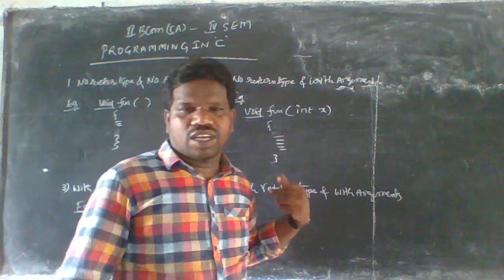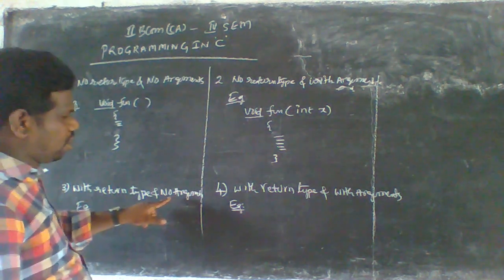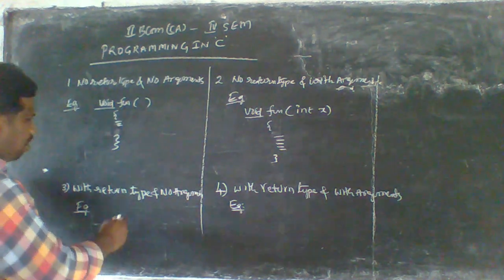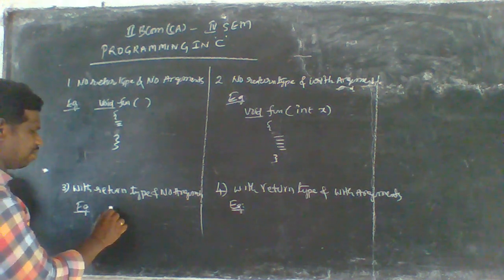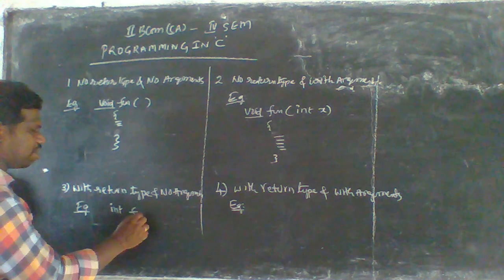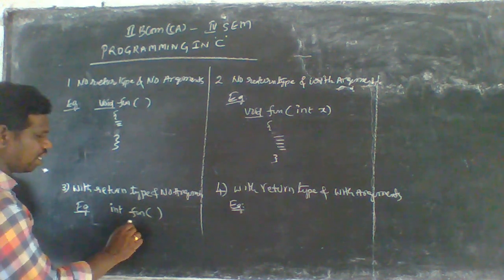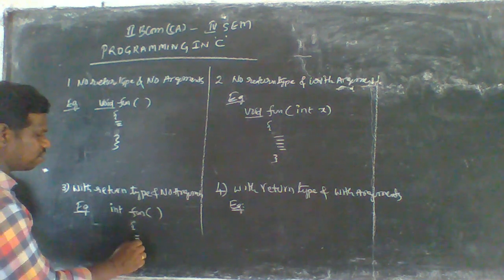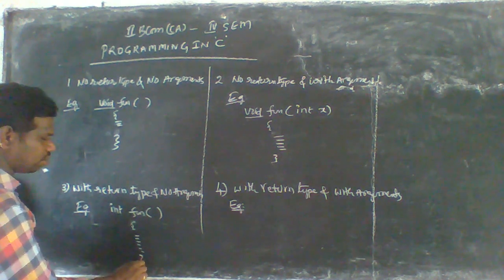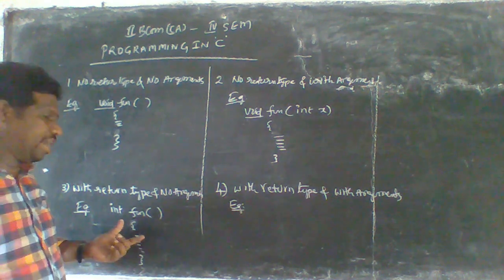The third one is called with return type and no arguments. With return type and no arguments. For example, I am giving the return type. The function name can be function, and here it should not return any values. And we are using it like this. I'm going to close these braces here.